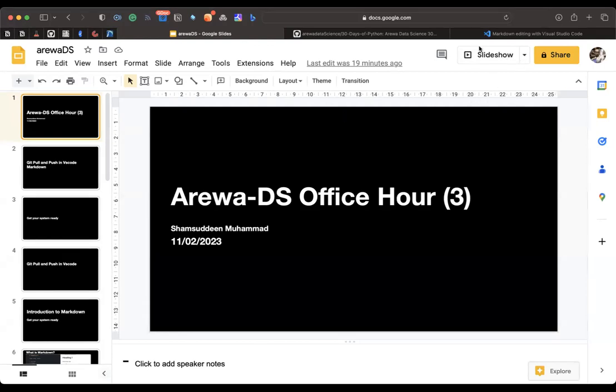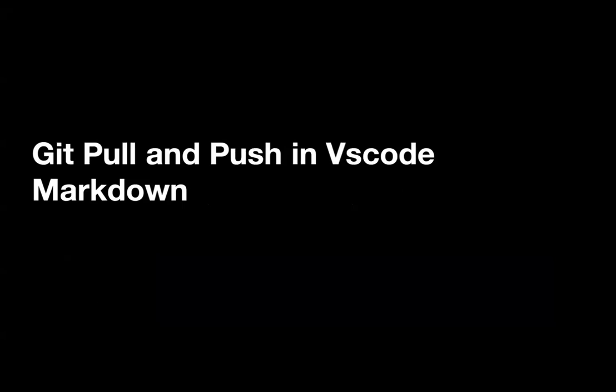So what we'll be seeing in today's office hour is two things. As I said last week, today we'll be seeing how to create your GitHub blog website. But it turns out that you need some prerequisites for you to create your blog. The first thing we see today is git pull and git push in VS Code, how you can do that. And finally, we will take a very short tour on what Markdown is, how you can use Markdown.